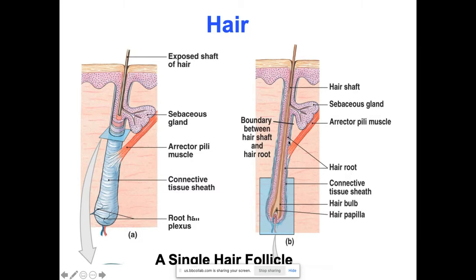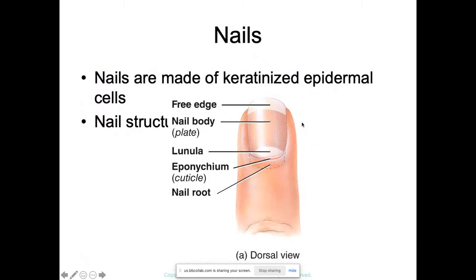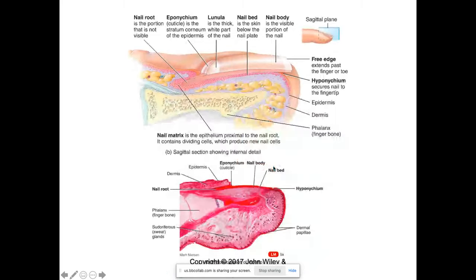Here is the hair root. Here is the hair bulb. And here is your sebaceous gland or oil gland once again. When we look at the nails, we're finishing up now. When you look at the nails, this is the free edge of the nail. Here is the nail body. Here is the lunula, the white part, the eponychium, also known as the cuticle, and the nail root is more posterior to that.